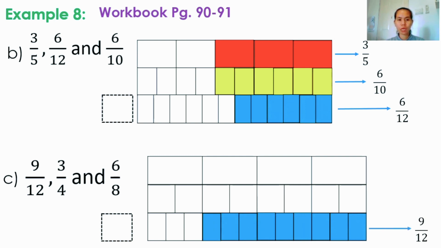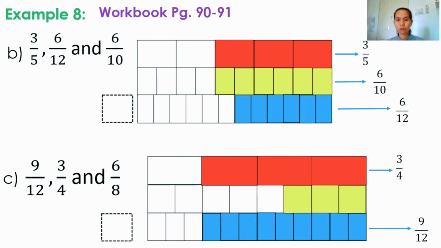3 over 4 can be found in row 1. So we will color 3 parts of it. Okay, 1, 2, 3. So this is 3 over 4. And the last one is 6 over 8. So we will color 6 out of 8. So 1, 2, 3, 4, 5, 6. So this is equal to 6 over 8.